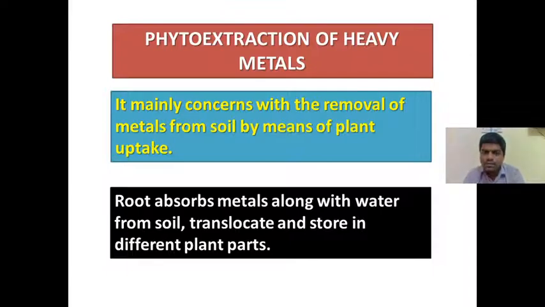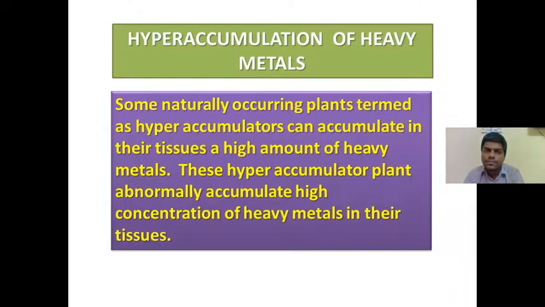So if we do plantation at a polluted site, the plants will absorb heavy metals from the soil, translocate and store them in different plant parts. This will help in neutralizing the concentration of heavy metals at a particular site. So this is the second aspect of phytoremediation, known as phytoextraction.